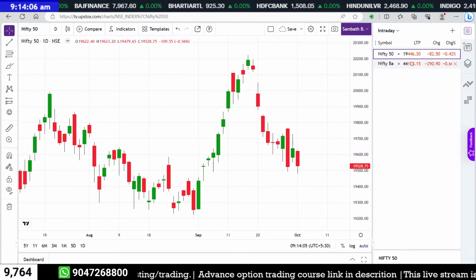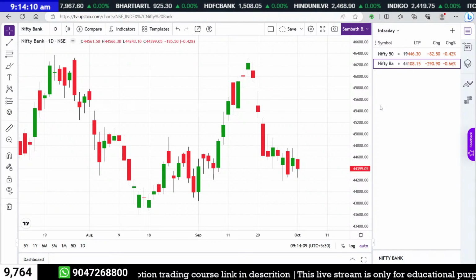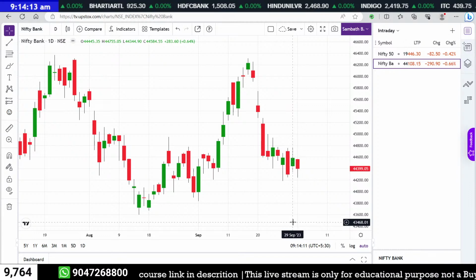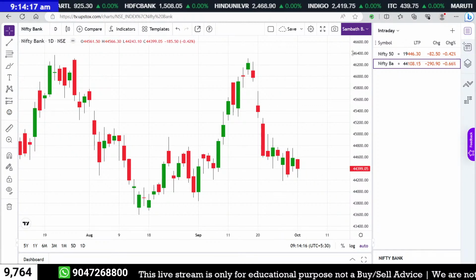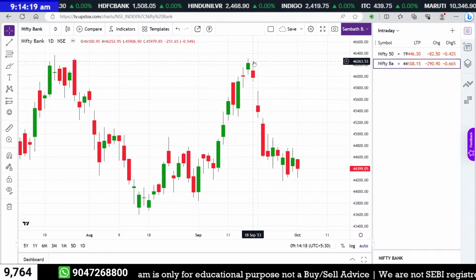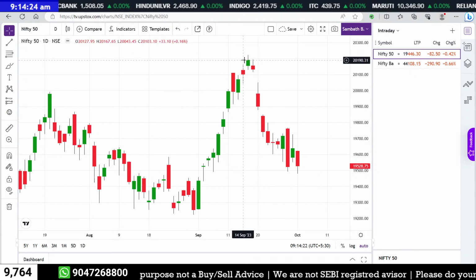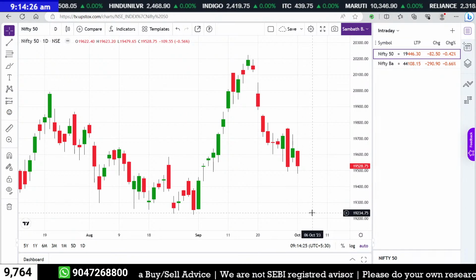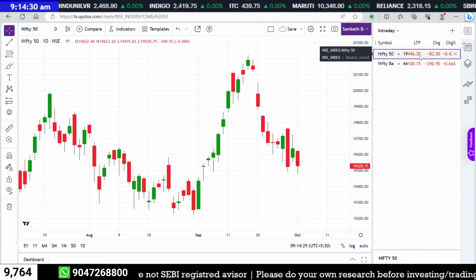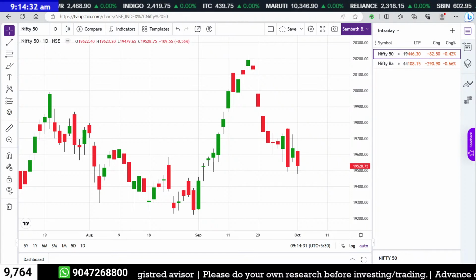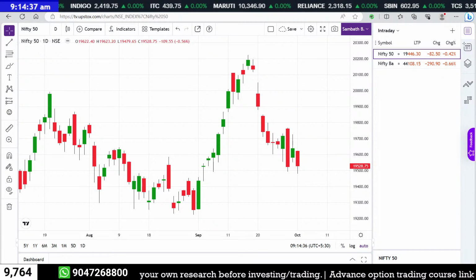Okay, so Bank Nifty is almost at 44,000. It has corrected from 46,200 and is now trading at 44,100. Almost 2,000 points gone from Bank Nifty from the top around 15th September. And Nifty was almost at 20,200, now it is 19,500, and 19,440 is the pre-open. After the open, we have to check which side the market is going to move.